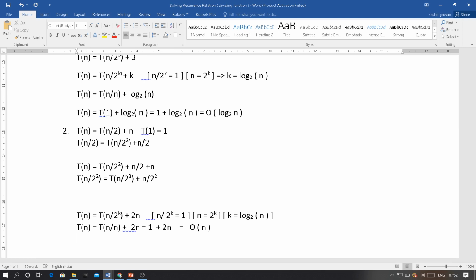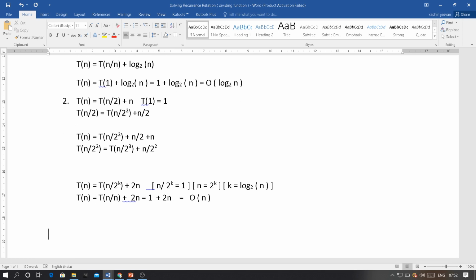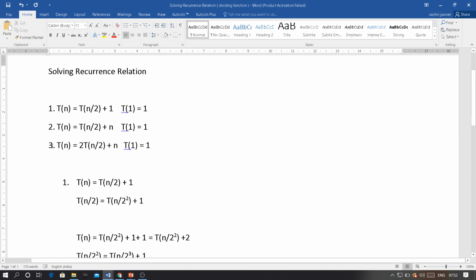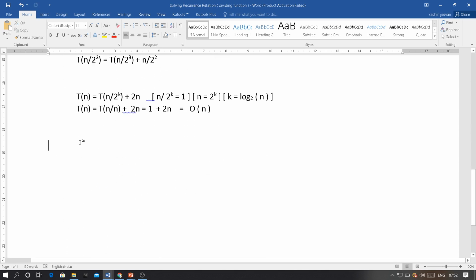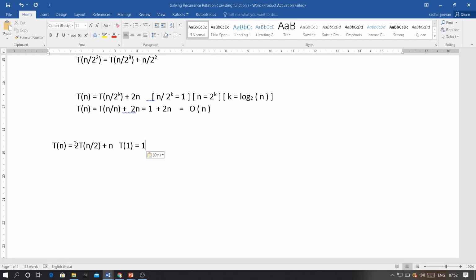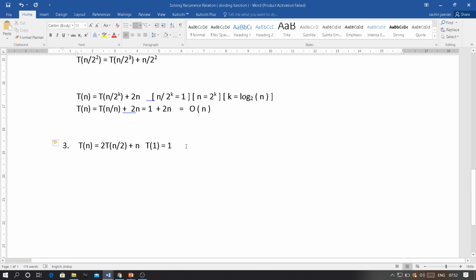Okay, fine. So we will go for the third equation also. We'll get a copy of this third equation and solve this also, so that you get a clear understanding of how dividing functions can be solved. This is the last and third equation of the lecture we will be seeing. What is this equation? t of n is equal to 2t of n divided by 2 plus n, where t of 1 is equal to 1. First of all, we have to go for substitution, so that we find the value of t of n divided by 2. So what will be t of n divided by 2?